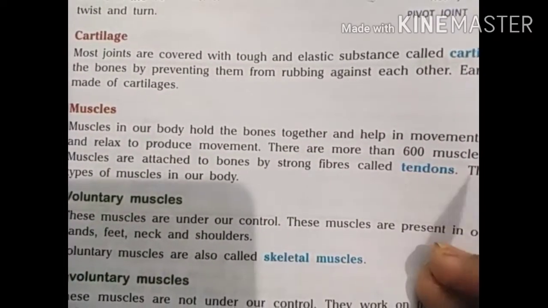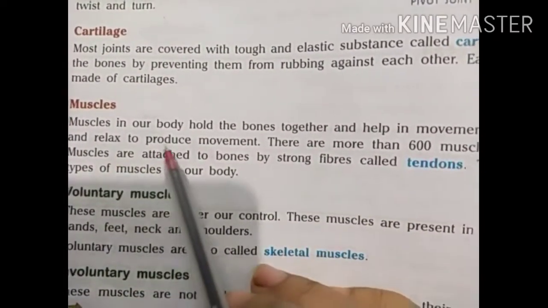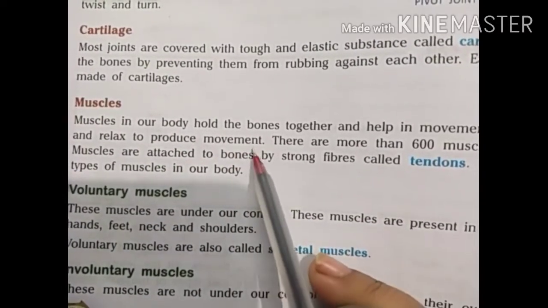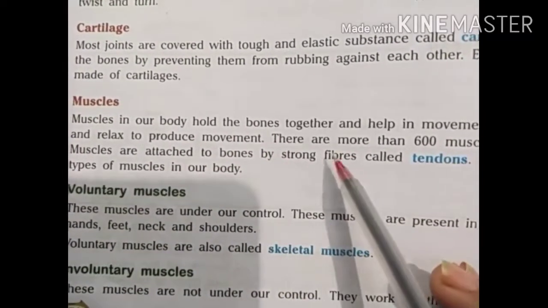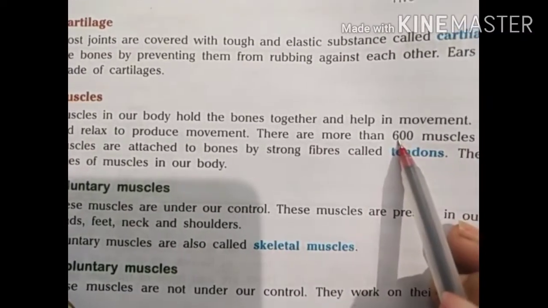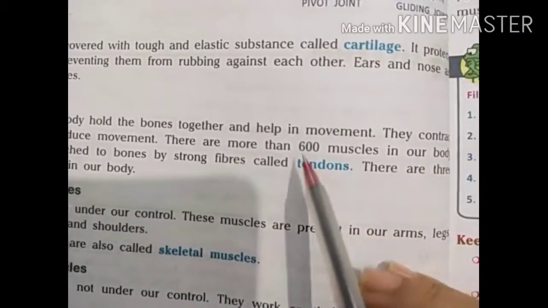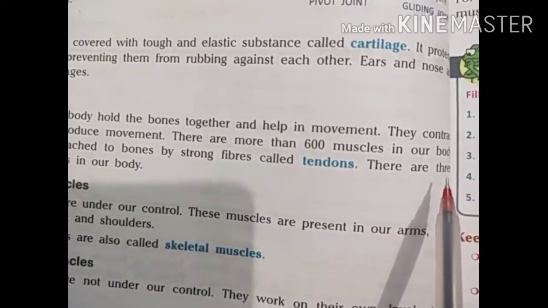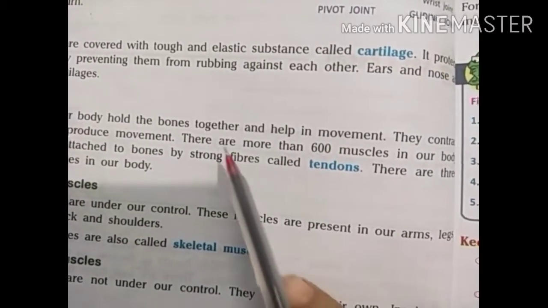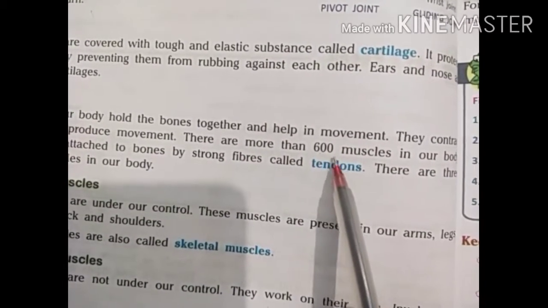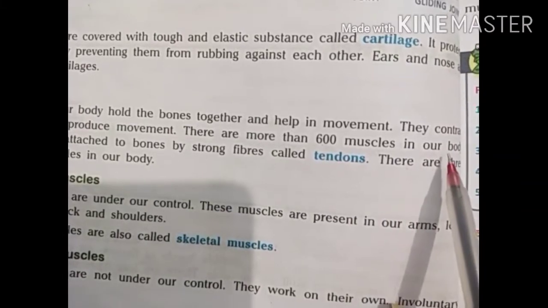Due to this contraction and relaxation, movement occurs in our body. There are more than 600 muscles in our body. So please underline this line, children. How many muscles are there? 600 muscles are there in our body.